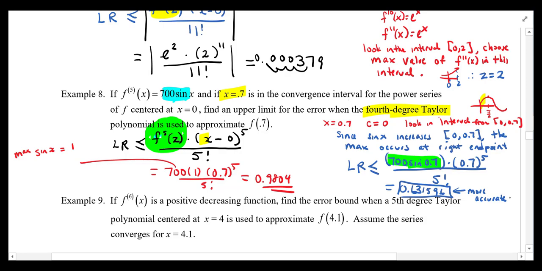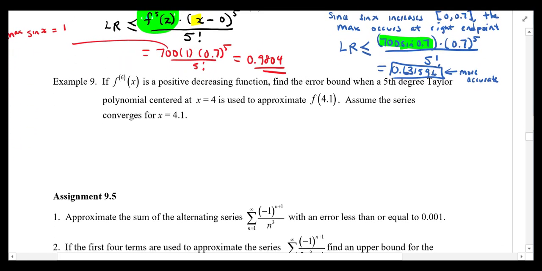All right, last one here, example number 9, before you try some questions yourself. Got the sixth derivative here, and it's telling you that it's a positive decreasing function. I'd like you to find the error bound when a fifth degree Taylor polynomial, this time centered at x equals 4, is used to approximate f of 4.1, and assume the series does converge when x is 4.1. Notice it's centered at x equals 4, so that's really your c value, and I'm asking you for 4.1, so that's your x value. This time I want you to use the error bound for a fifth degree Taylor polynomial.